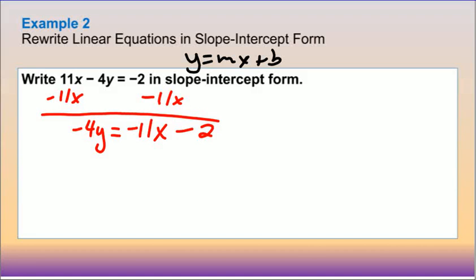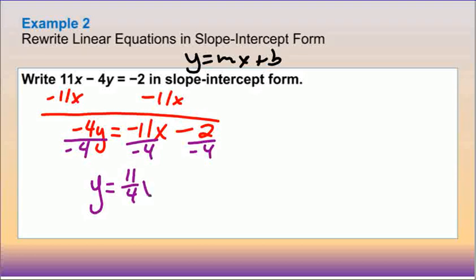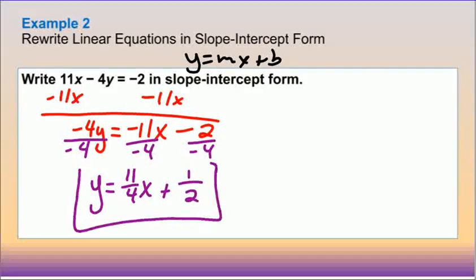Last step to get y by itself, the opposite of multiplying by -4 is divide by -4. And I'm going to divide each part by -4. Because sometimes I can simplify one part of it, but I can't simplify the other. So my equation would be y equals 11/4 x, and it's positive because a -11 divided by a -4 gives us a positive. Negative divided by a negative is always positive. And -2 divided by -4 is a positive 1/2. So our equation would be y equals 11/4 x plus 1/2.